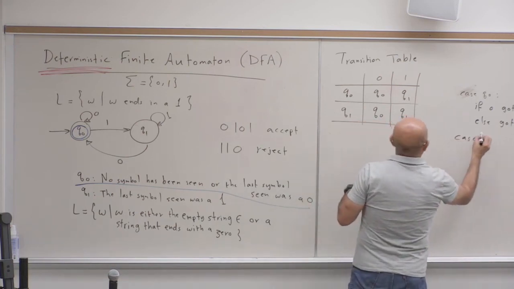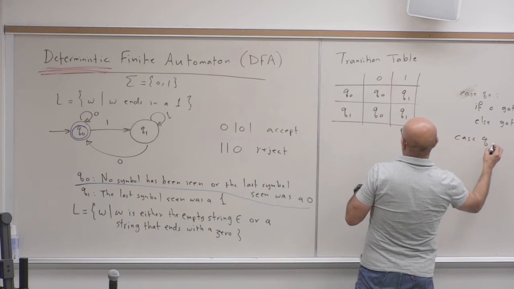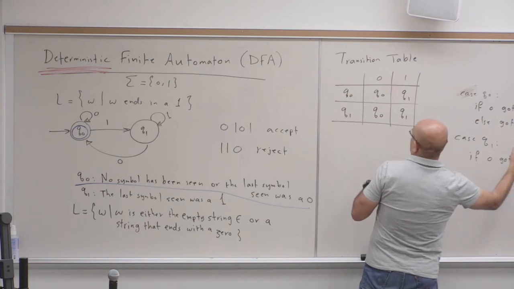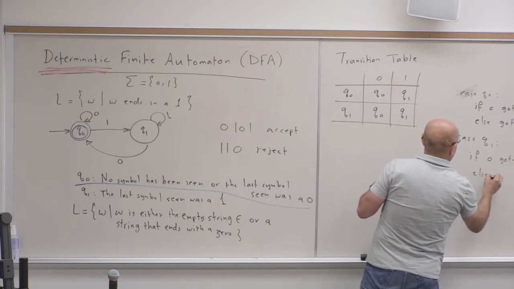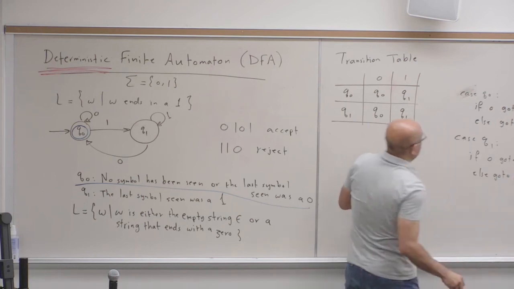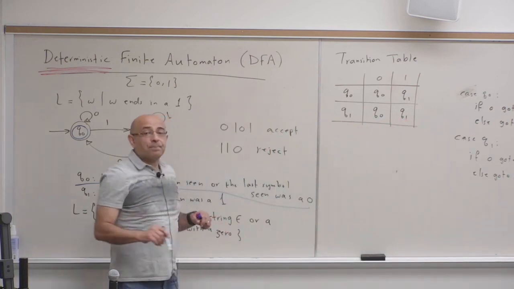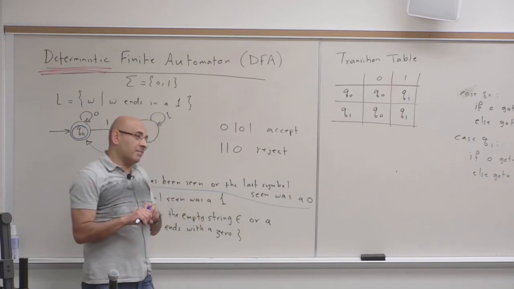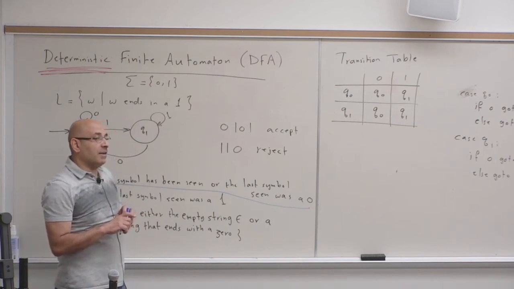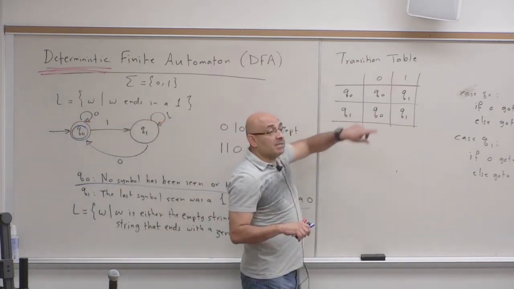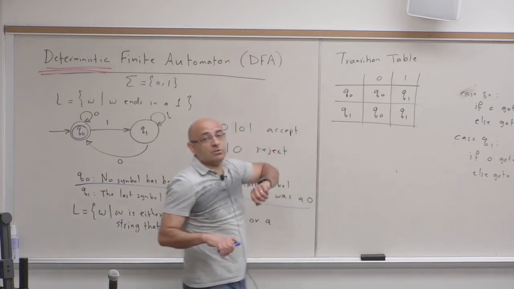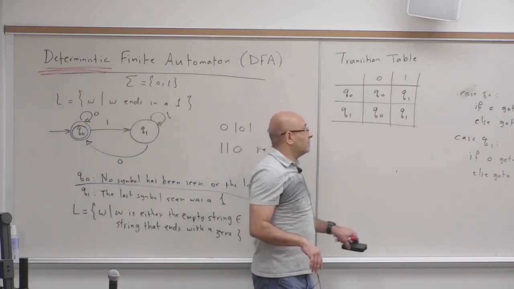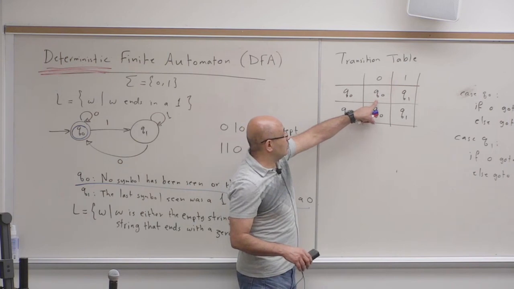Case Q1: if 0 go to Q0, else go to Q1. Anyway, this is just to show you that a deterministic finite automaton will be easy to program, unlike a non-deterministic finite automaton, because in a non-deterministic finite automaton, some of these transitions may be missing. Then what should you do? Of course, we will answer this question later. Or sometimes this could be either missing or what?